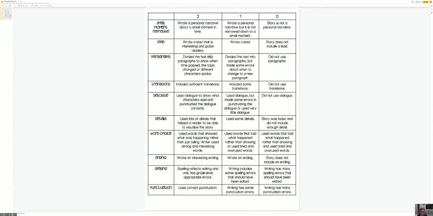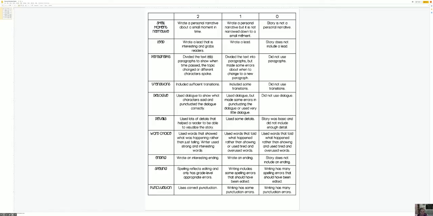I want a tiny little story, not something that covers a day or a year or a whole week. We want to narrow it down to one tiny thing. So if I circled over here, this is worth 2 points. That means you have mastered the skill. So you wrote a personal narrative about a small moment in time.